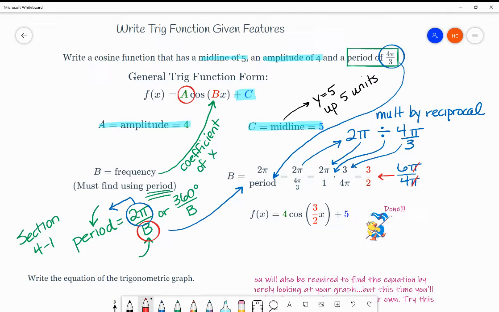So notice again, all you guys are doing is finding what A, B, and C are, and substituting it with what we found. There's my A, there's my B, and there's my C. So it follows the form A cosine bx plus C. And notice here, they told us it was a cosine function. They will tell us what kind of function it is. Okay? All right, so next, moving on here.